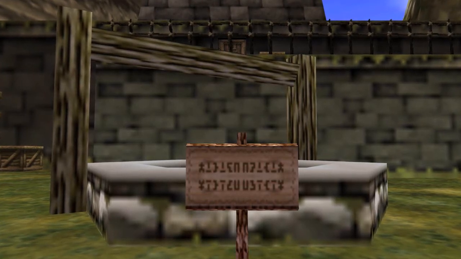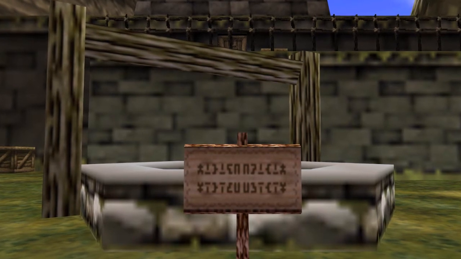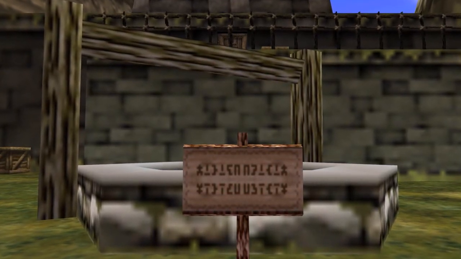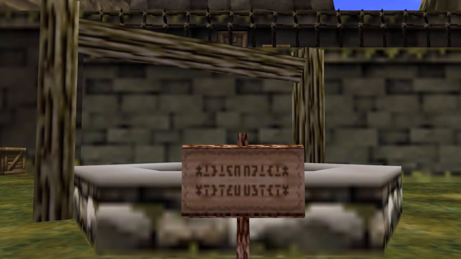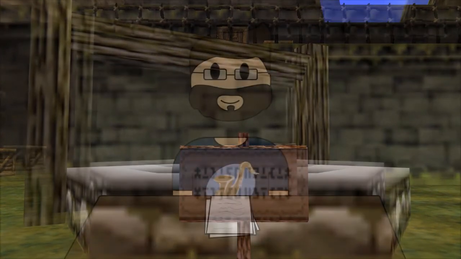Dark, narrow, scary. The well of three features. These are the words written on the sign outside of the well in Kakariko Village in Ocarina of Time. But what exactly could these words mean? Well, that is the topic of today's video.